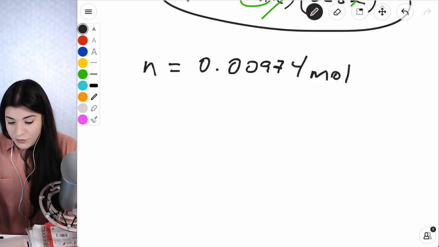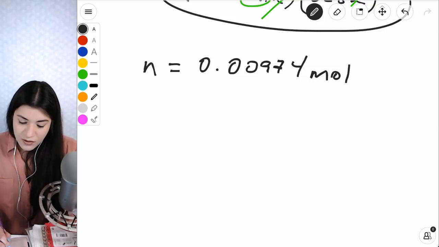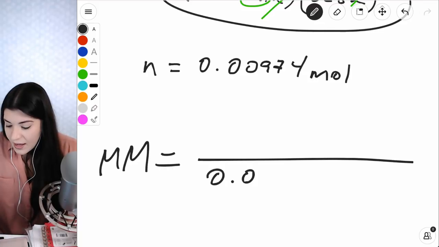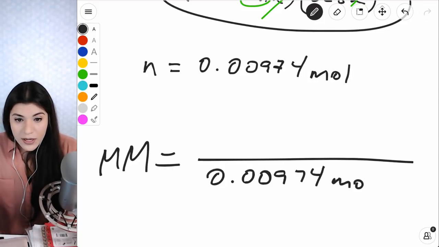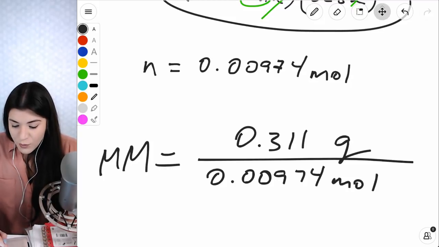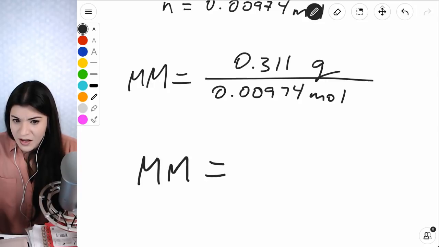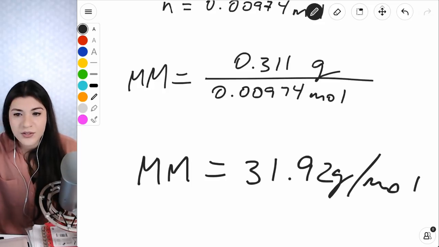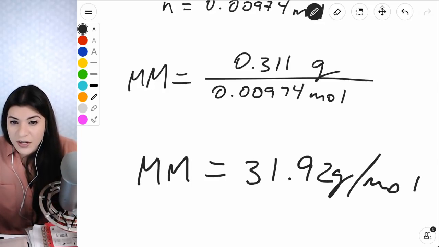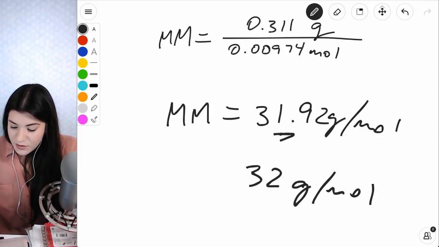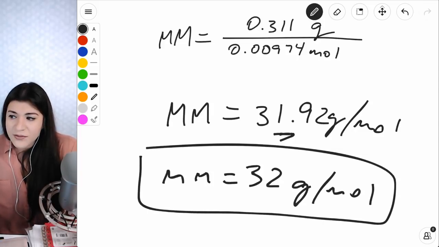So going from here, let's figure out what our molar mass is. Really, MM just means molar mass. I'll place the moles on the bottom, and on top will be our grams that we were initially given, which was 0.311 grams. Lastly, our molar mass after we divide would have been 31.92 grams per mole. I'm going to double check my sig fig count going back to the initial givens. Everything initially given would have been 2 sig figs actually, so I'll round this to 32 grams per mole. And that is my final answer. So that would be for molar mass for Dalton's law.